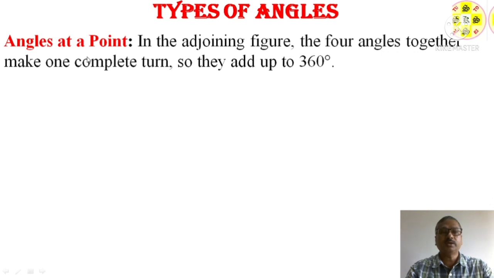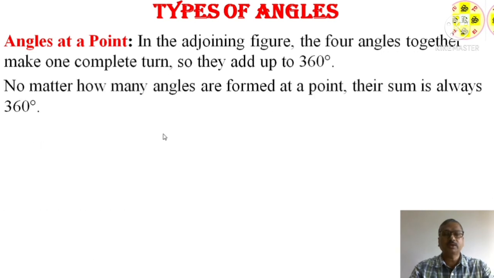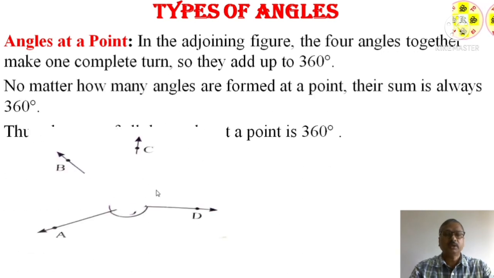Angles at a point. Now see, this is the figure. In this figure, this is the point. Now how many angles are there? That was not mentioned. Angles at a point means if we add all the angles, the sum should be 360 degrees.